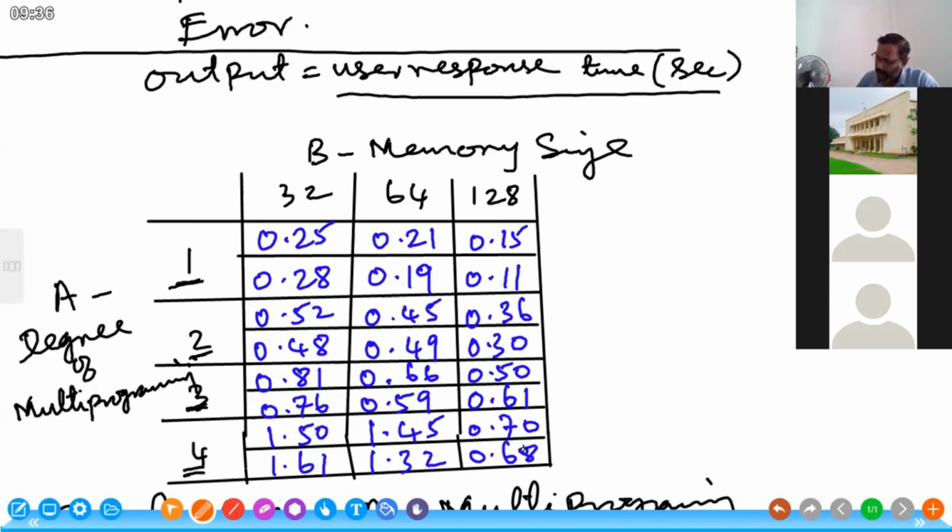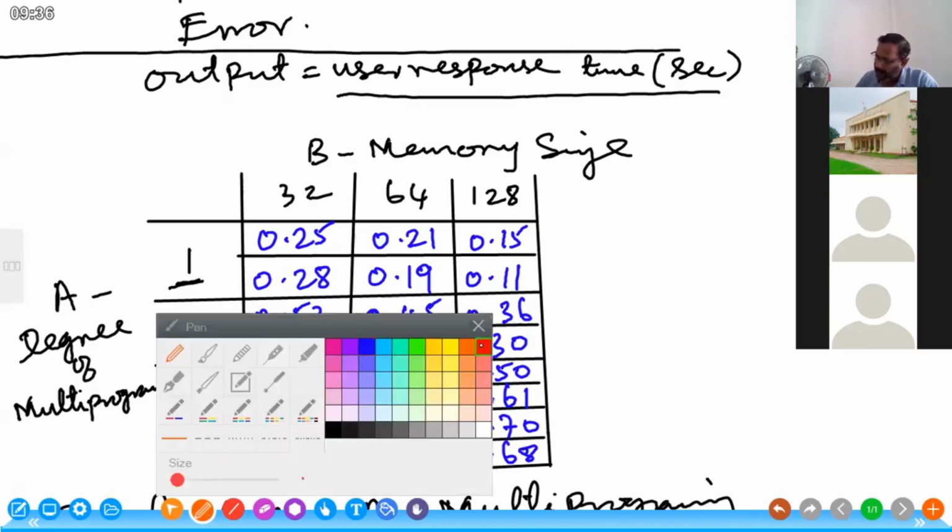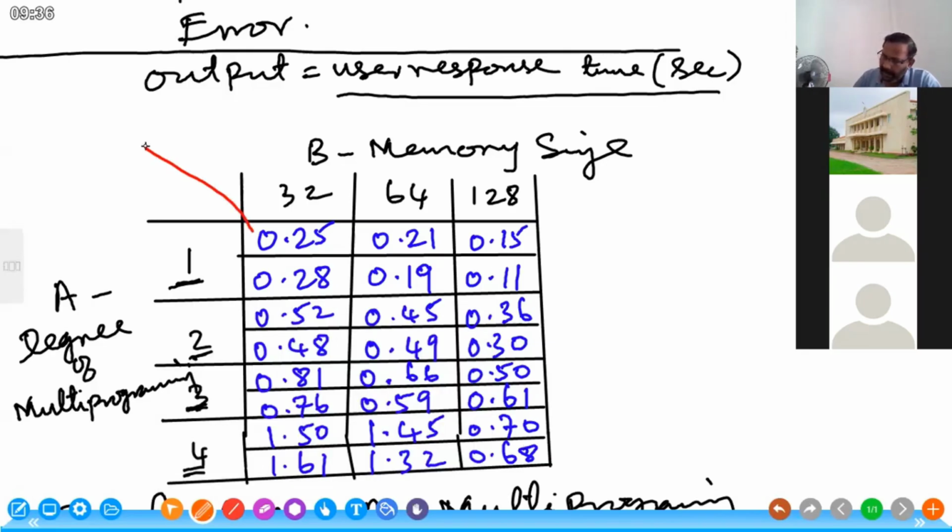Now tell me, for example, this first data value, I can write it as Y111, considering the first is the level of factor A, the second is the level of factor B, and the third is the replicate. Can somebody tell me how I can write this?